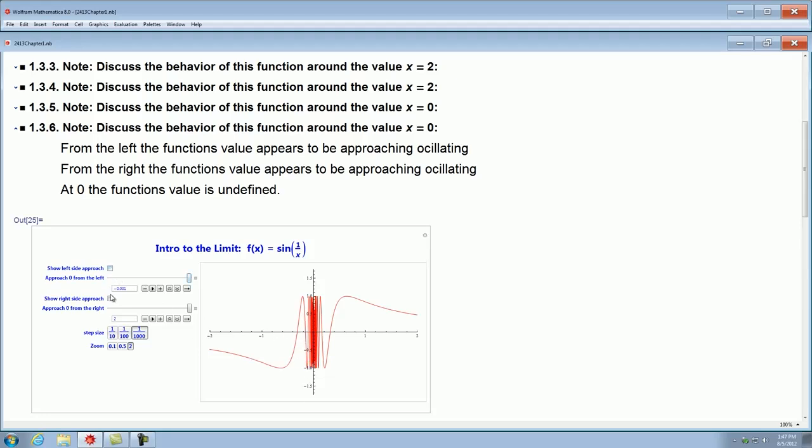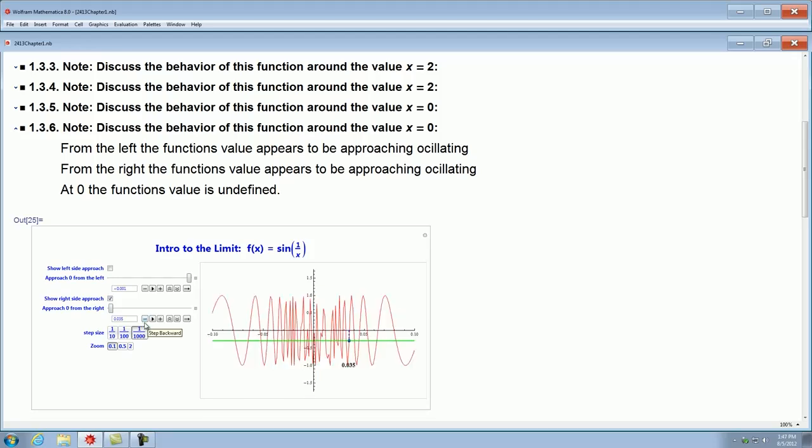Same thing happens when we come in from the right. So we approach 0 from the right. We start out up here. It goes up and then down and up and down, and starts oscillating again. Now I can zoom in. I'm going to zoom in real close so you can see it. Now you can really see the function jumping up and down.